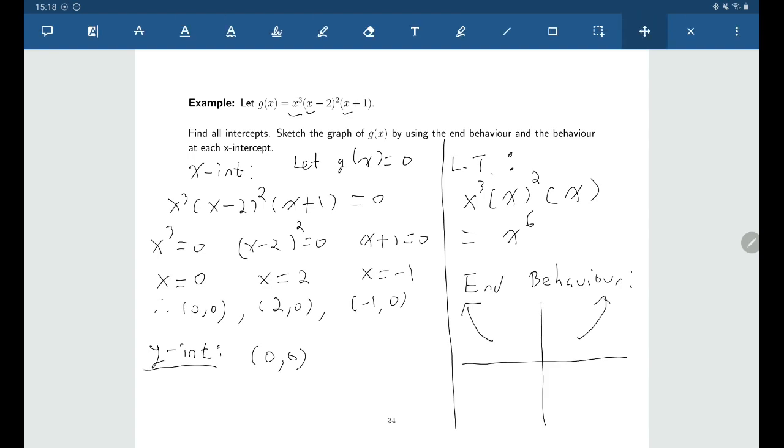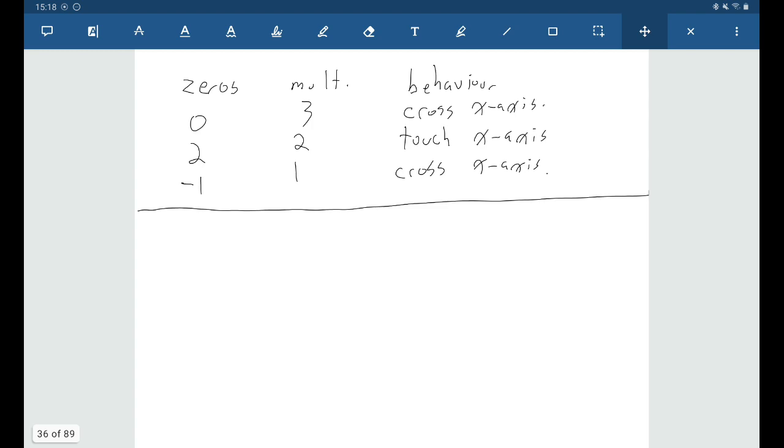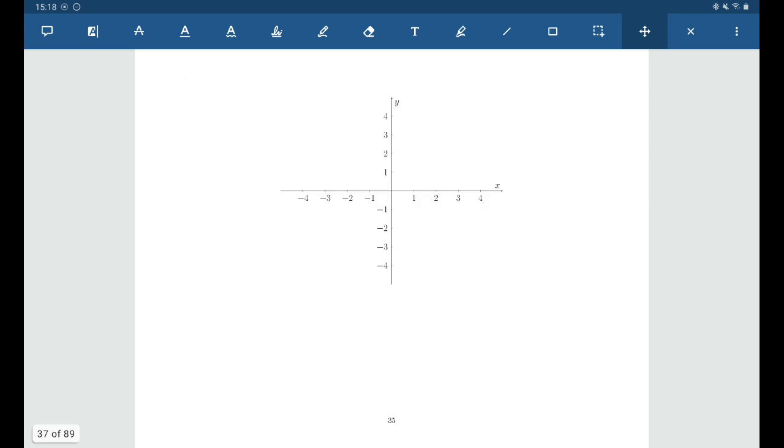Okay, so now we just need to put things together. What we'll do is to first plot our zeros. So our zeros are at 0, 2, and -1.